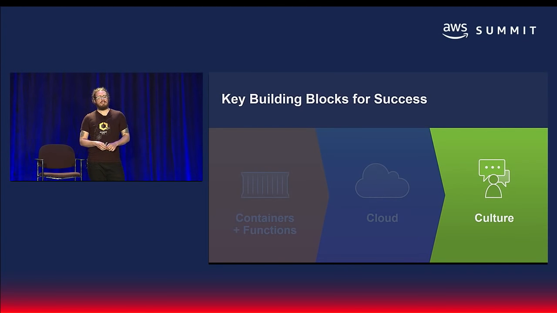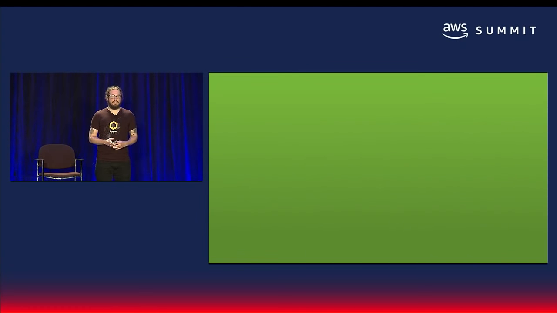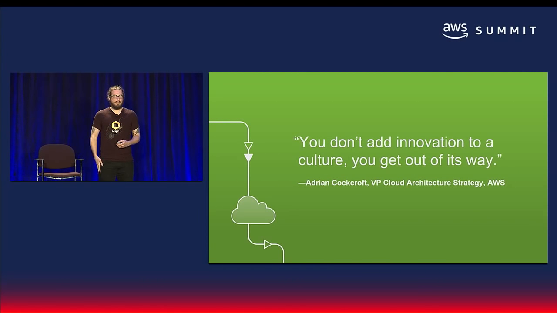Moving on to the third key building block for success in a modern application architecture, that's the people. It's the culture of the organization. The containers and functions, the cloud, they're all great, but you need great people who will actually be able to make use of these things to their fullest. And I want to present a few different ideas about how this can work. The first comes from Adrian Cockcroft. He's currently working as the VP of Cloud Architecture Strategy at AWS.